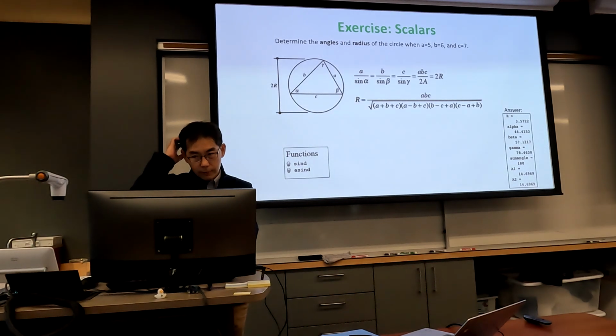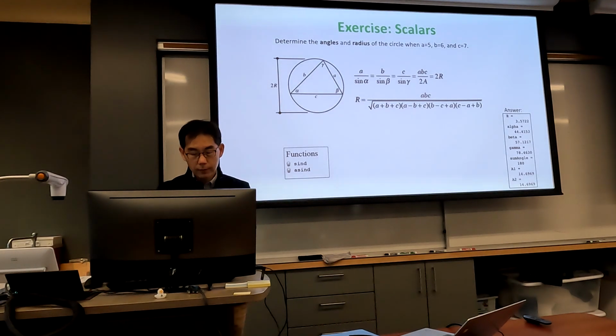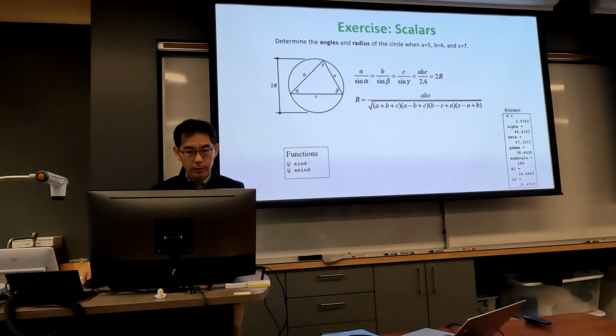My R is 3.577. Or if you want to display the output onto the command window, you can type, for example, display my R. In that case, you can display your output onto the command window. So if I run it now, my answer is, oh, I didn't save it yet.